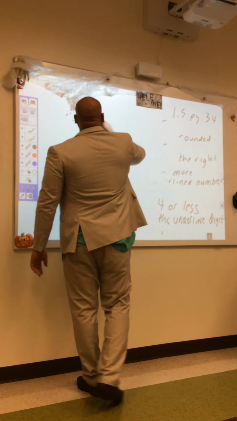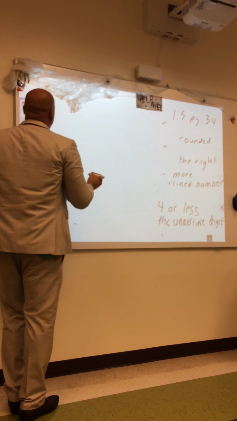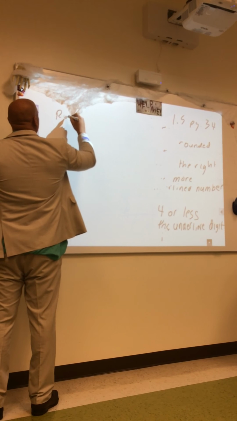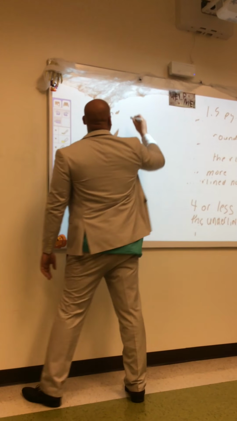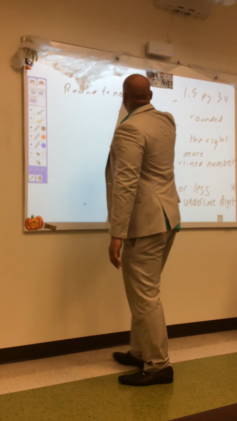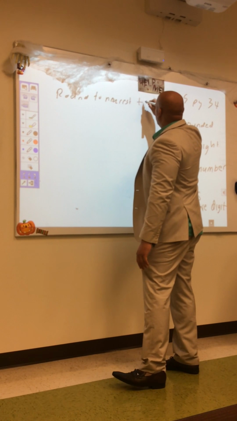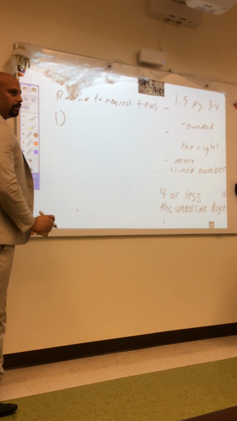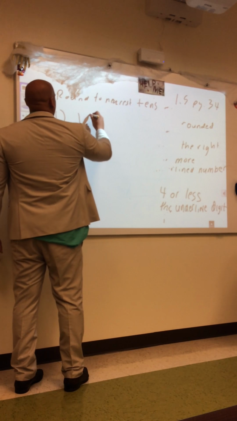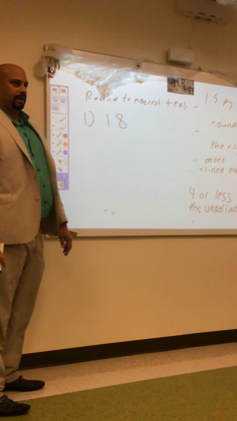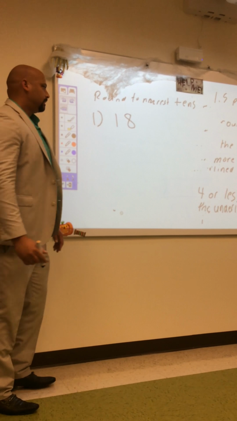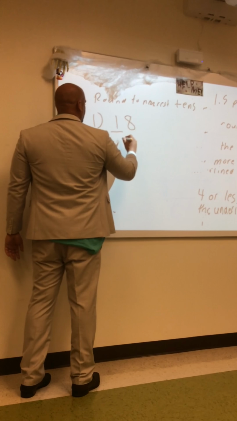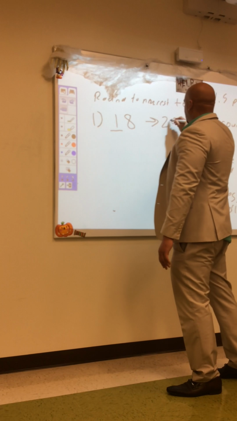All right, so let's do an example. We're doing rounding again. Let's say round to the nearest tens place. Question 1 would be 18. What do we have to do? Underline the tens place. What's the tens place? The 1. We underline it. We look to the right. Is that 5 or more? Yes. If it's 5 or more, we add 1 to this. Now it becomes what? 20. And you just add a 0 after it.